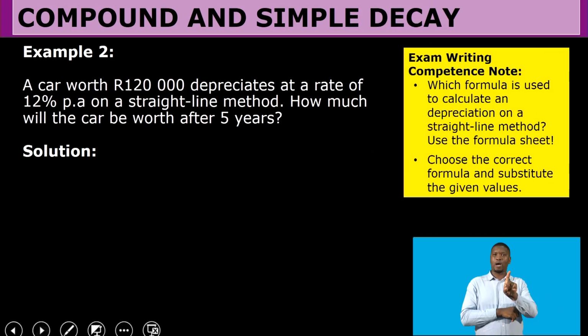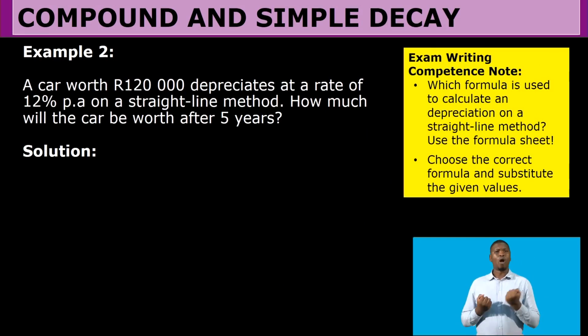Let's move over to the next question. The next question says that a car worth 120,000 depreciates at a rate of 12% per annum on a straight line method. How much will the car be worth after 5 years?